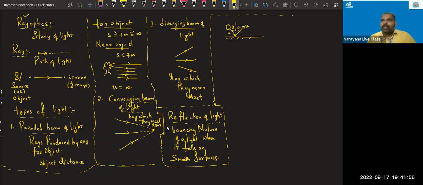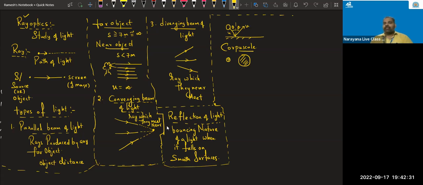So Newton compared light with a group of elastic particles. That particle is called a corpuscle. Different colors will have different sizes. If you take yellow color light, it is very small in size. If you take red color light, the size of the elastic particle is very big. So different colors will have different sizes.